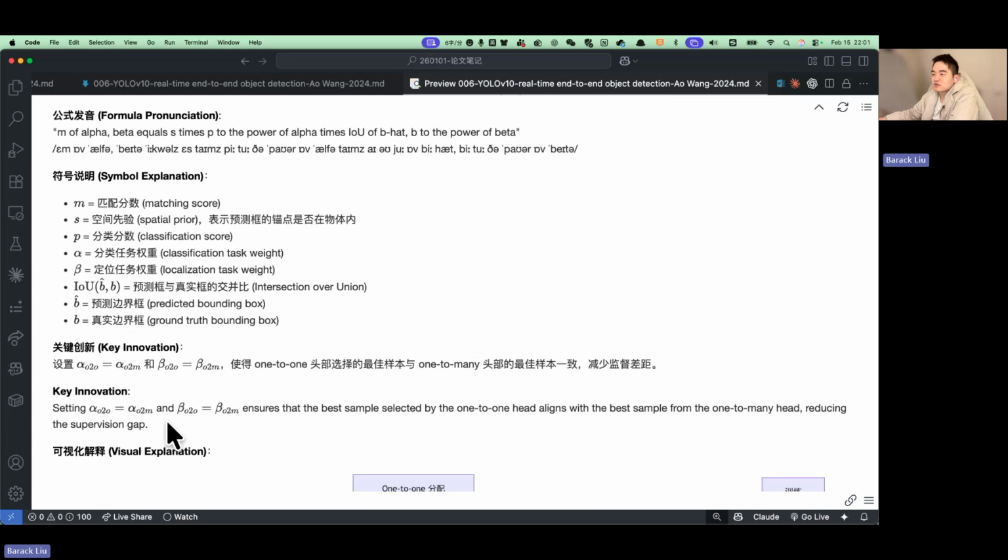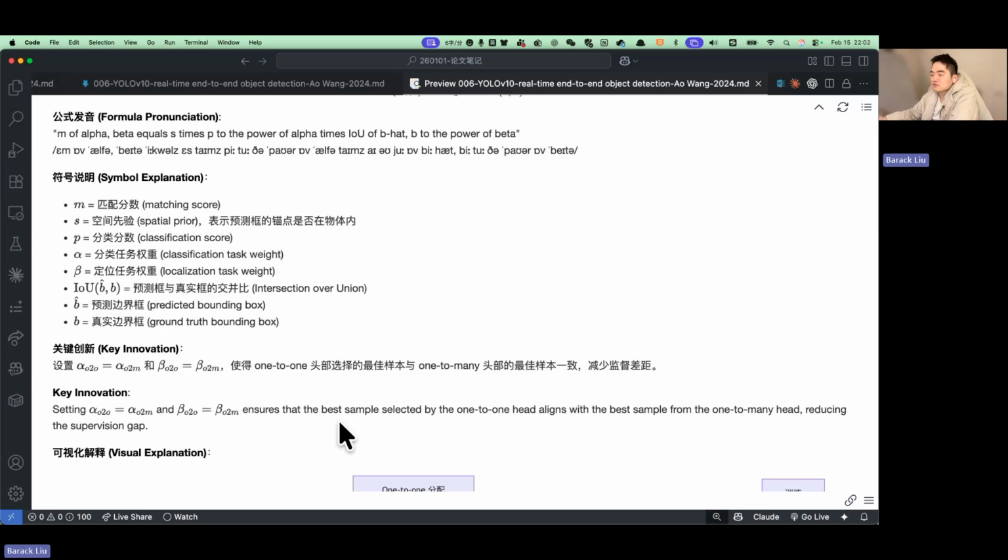The key idea is to make alpha O2O equal to alpha O2M, and beta O2O equal to beta O2M. This ensures that the best sample selected by the one-to-one head aligns with the best sample from the one-to-many head, reducing the supervision gap.